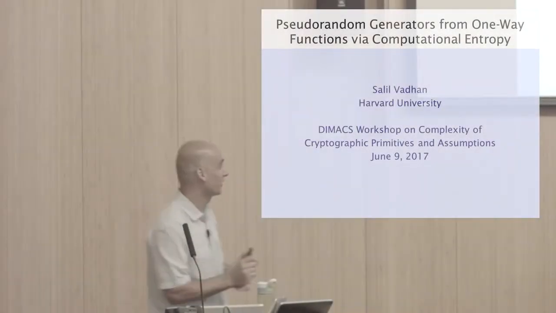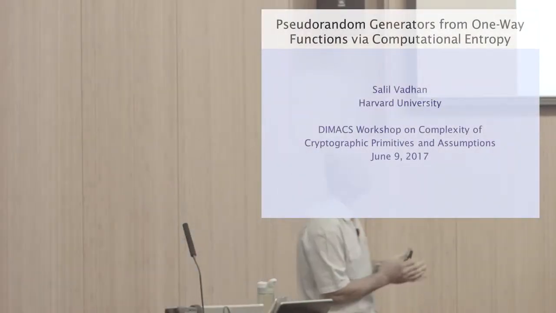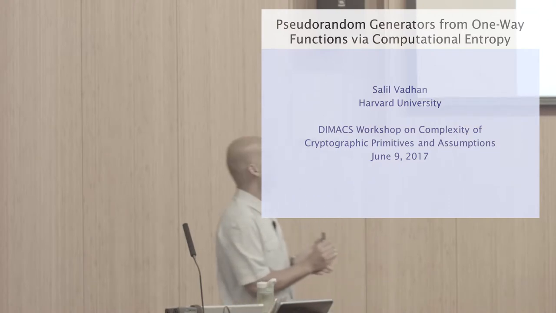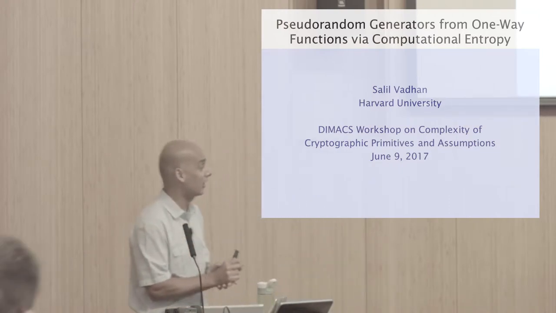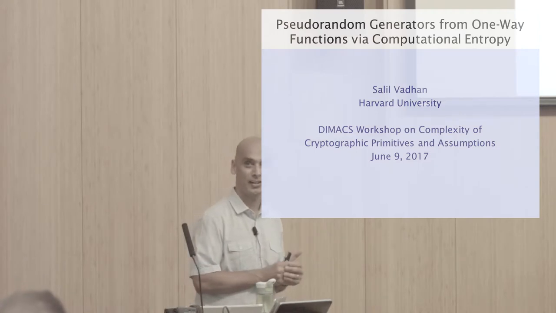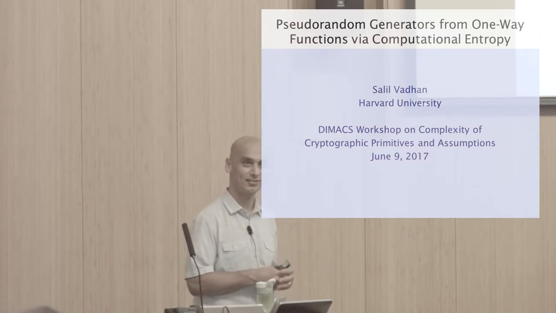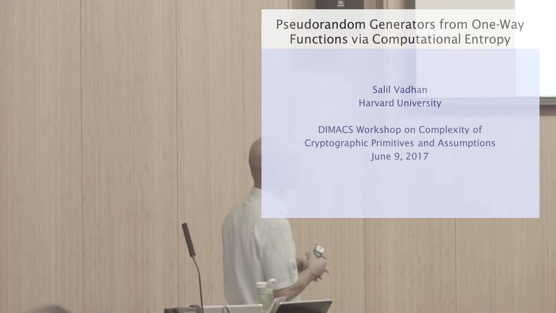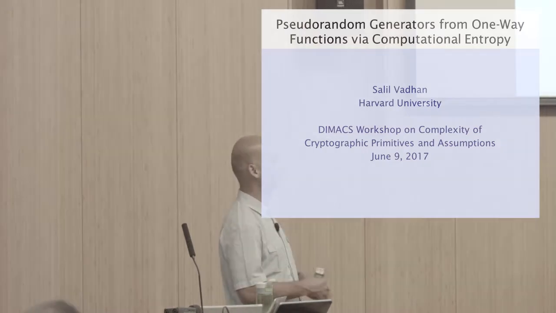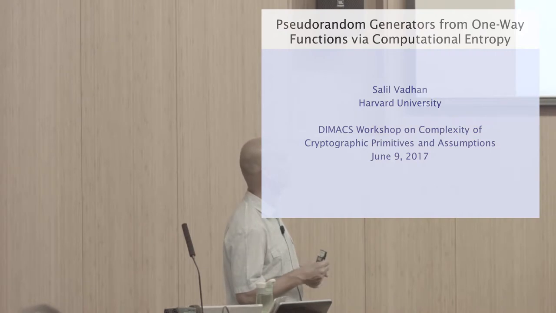All right, good morning, everyone. So this talk is maybe a little bit different than many of the others in the workshop. First, instead of talking about where we stand with speculative new assumptions and what kind of crazy amazing crypto we can do with such assumptions, I'll be talking about going back to the most basic assumptions in crypto, like one-way functions.